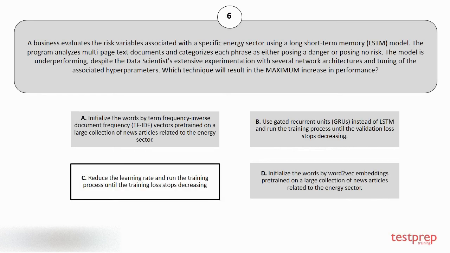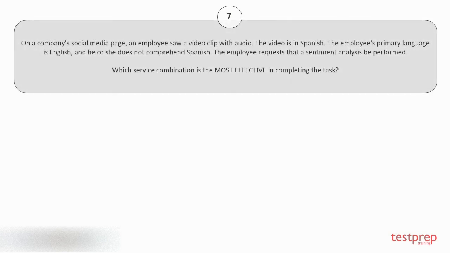The correct answer is option C. Number 7. On a company's social media page, an employee saw a video clip with audio. The video is in Spanish. The employee's primary language is English, and he or she does not comprehend Spanish. The employee requests that a sentiment analysis be performed. Which service combination is the most effective in completing the task?